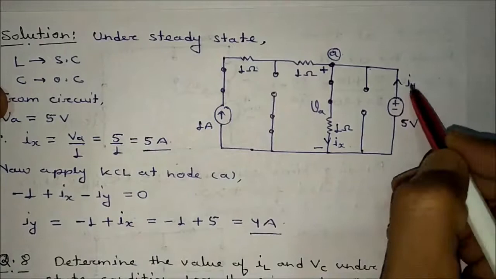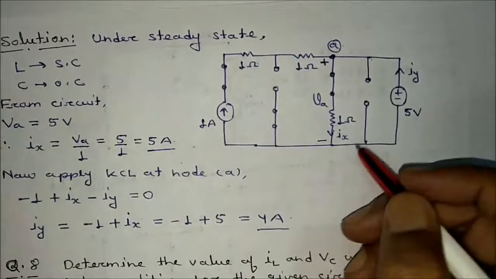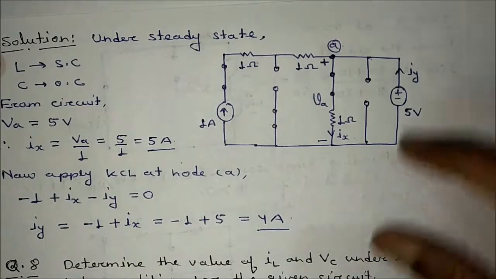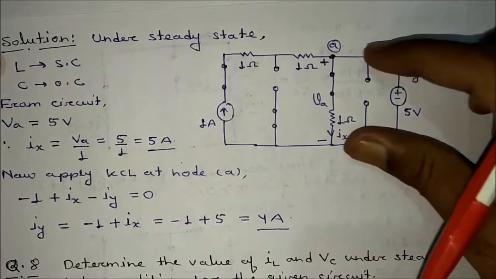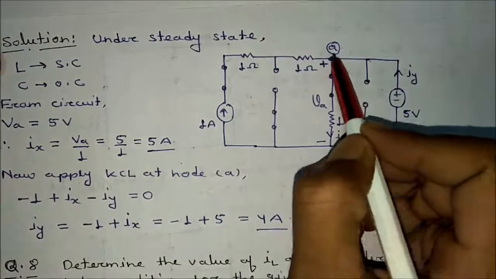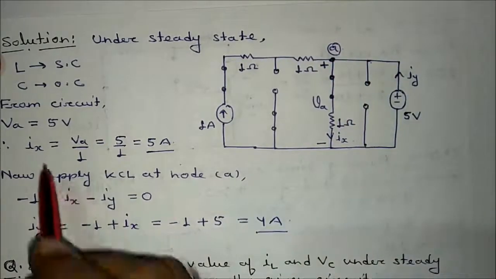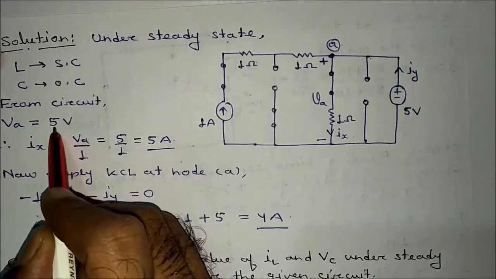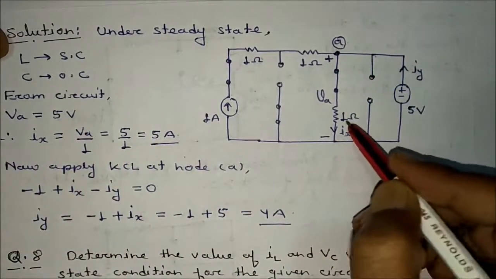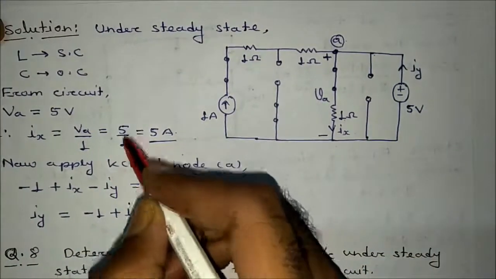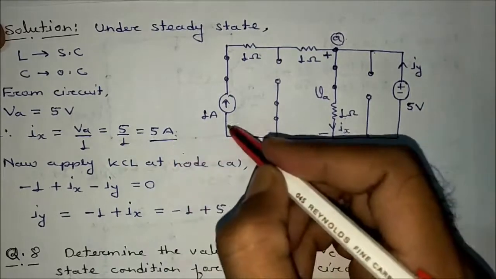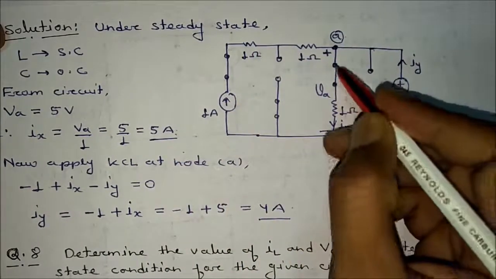Okay, this one is Iy, this one is Ix. Now what we can do, you can see this voltage will be the same. So we can say that this node voltage will be 5 volt. So I have written here that it is equal to 5 volt. Next, Ix will be this voltage divided by 1. So Va divided by 1, that is equal to 5 by 1, that is equal to 5 ampere. Is it okay? Now this one is 1 ampere, this one is 5 ampere.